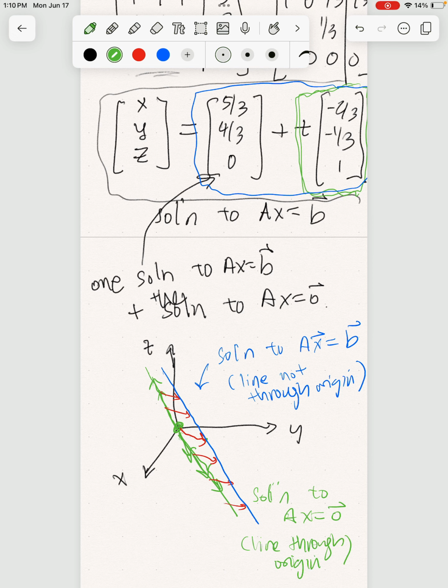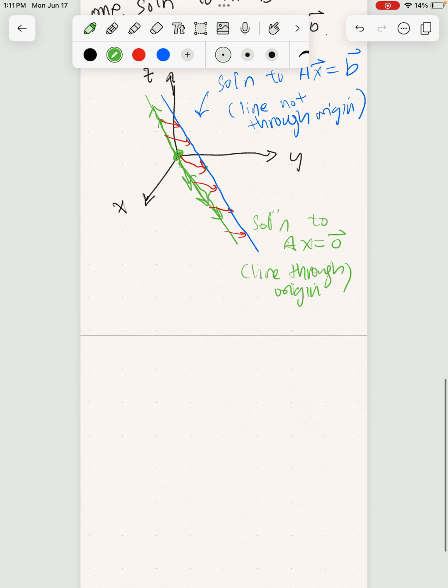Okay. So this example is actually representative of the general situation, no matter what your A is and what your B is. Well, first of all, if Ax equals b has no solution, then there's just no solution. But if Ax equals b does have a solution, how it's gotten is you take the homogeneous solution and it's always a shift by one solution to Ax equals b. So let's write that as a theorem.